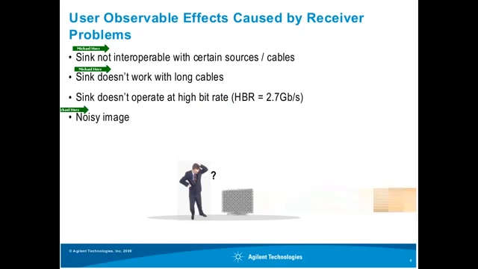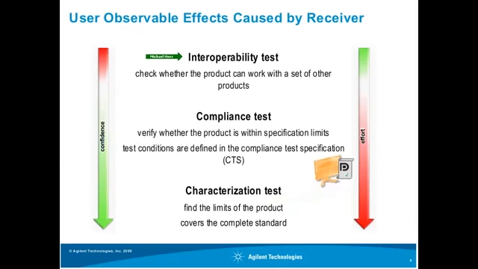So how to test a receiver then? The easiest thing you could do is an interoperability test. You just go to a store, buy a couple of source devices, a couple of cables, and then you just try out the combinations. And if everything works well, you kind of passed your interoperability test.